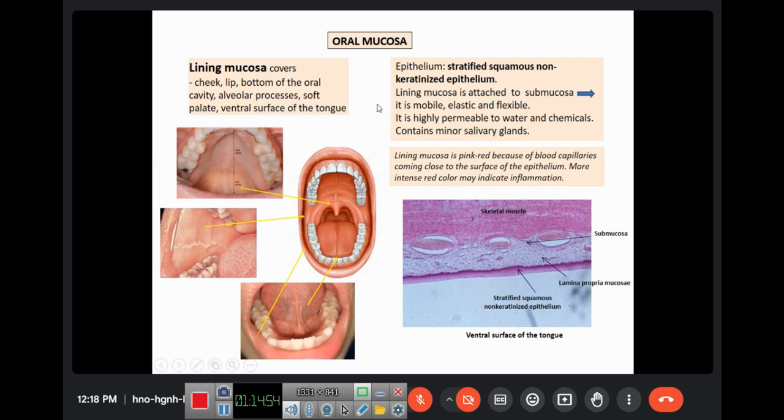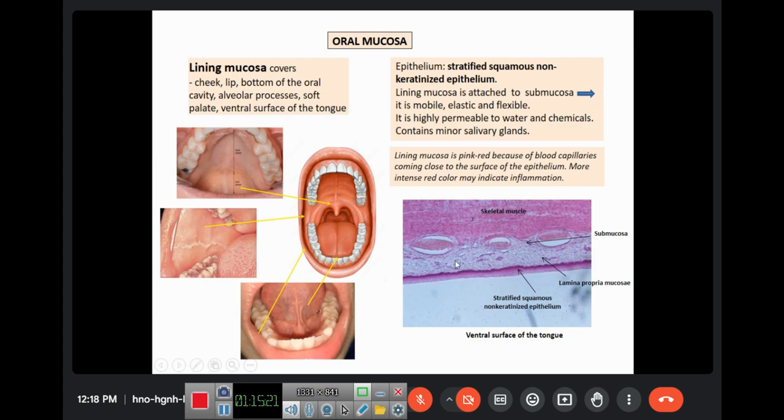Submucosa is more mobile, elastic, and flexible. And also it is highly permeable to water and chemicals. So here you can see the histological picture of the ventral surface of the tongue with lining mucosa. So mucosa here consists of non-keratinized epithelium and lamina propria mucosa.